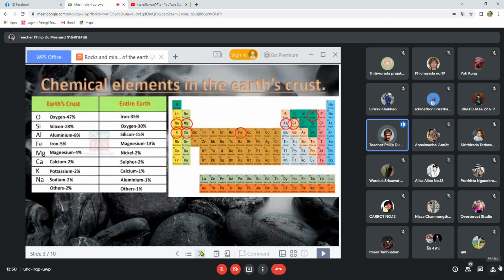These are the elements. There's about 8 elements, which is the most important elements in the earth's crust. We can see that the earth also has other elements inside, like aluminum, calcium, nickel, and magnesium, and so on, inside the earth. But this is on the outside. This is the crust.